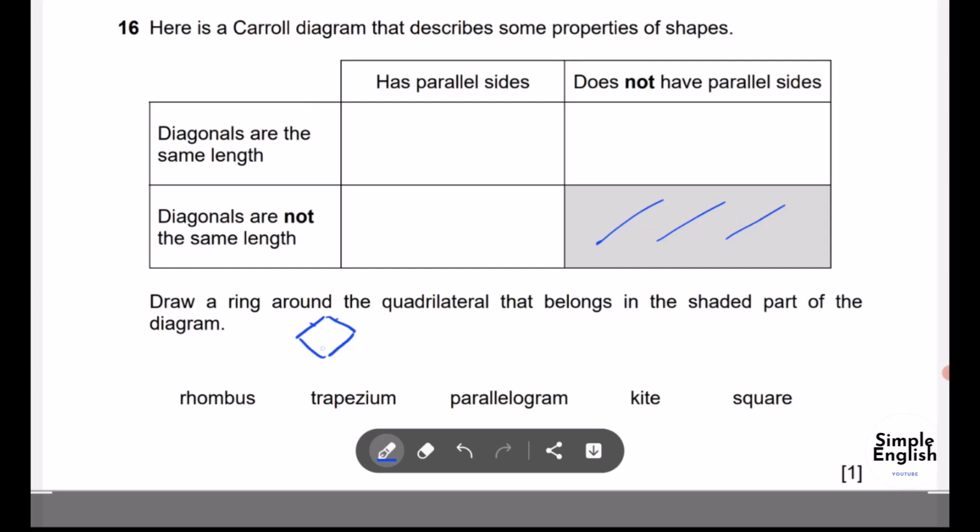Parallel, right? Rhombus like this is parallel, so it's not rhombus. How about trapezium? Trapezium like this, parallel, right? Not trapezium. Parallelogram, of course not, because the two pairs of sides are parallel. Kite like this, right? Yes, it's the kite. The square like this, right? Parallel.